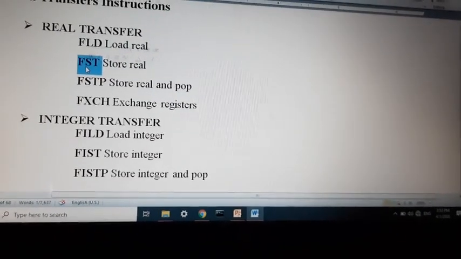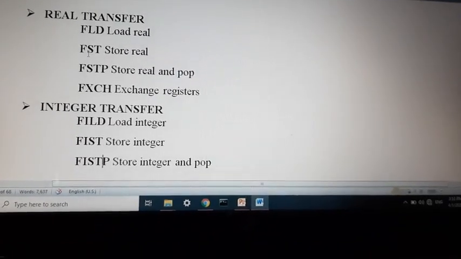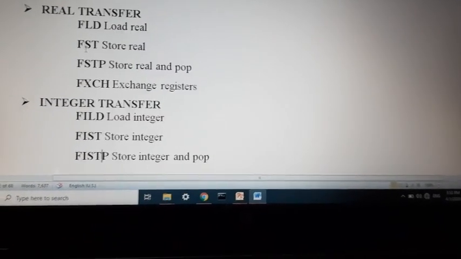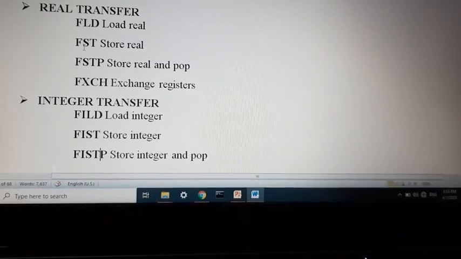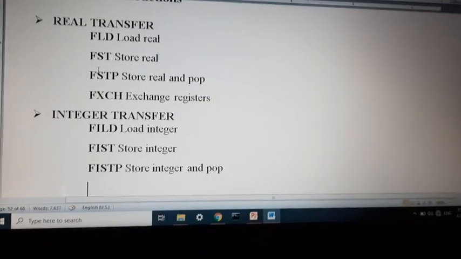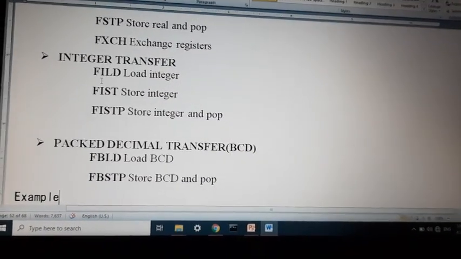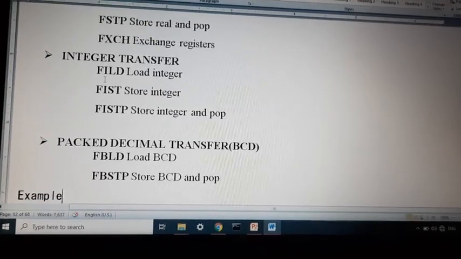We can see examples later on. So these 4 instructions are there. Then integer transfer is there. So integer load, integer store, and integer store and pop. STP stands for first store it and then pop the top of stack. And the third type of data transfer is packed decimal transfer, that is the BCD.